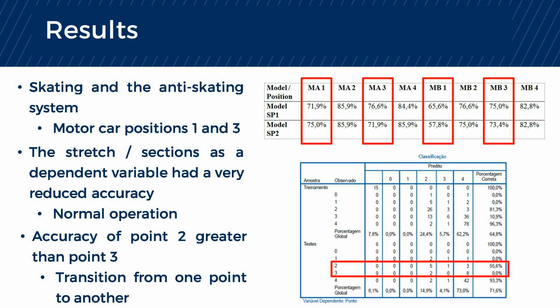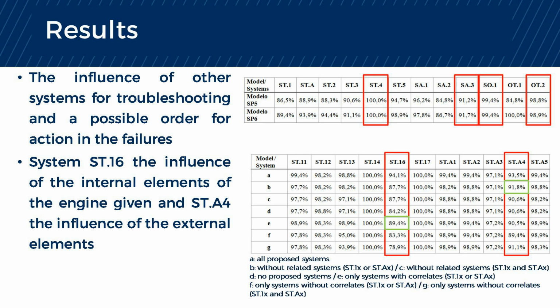The stretches as a dependent variable had very low accuracy. That's because we only consider failures and not normal operation. The accuracy of gear point 2 is greater than gear point 3. It has a transition from one point to another that is necessary to investigate better. It contradicts the statistical information of the motors, which have a higher failure rate at point 3 than at point 2. We can see in the table above the influence and correlation of the subsystems.